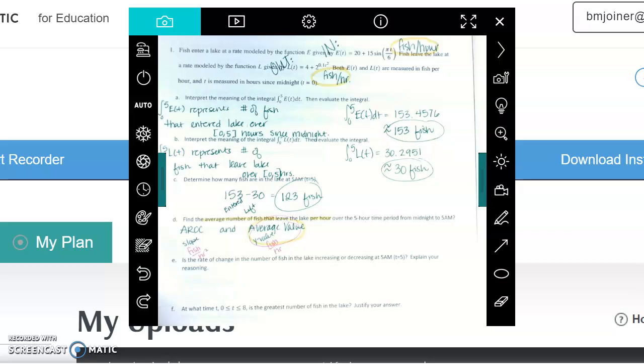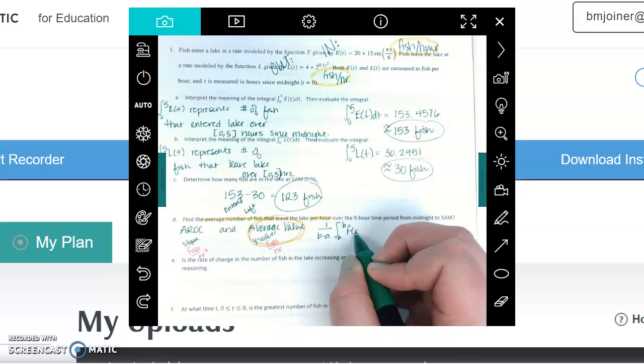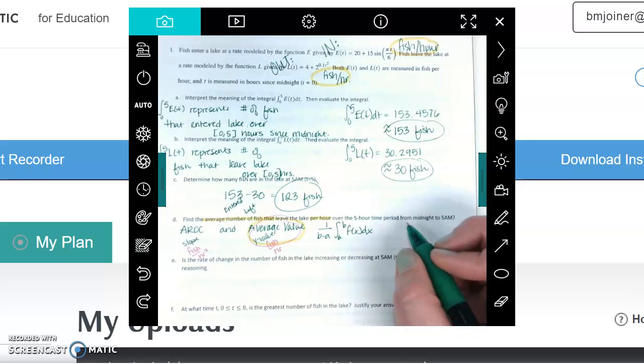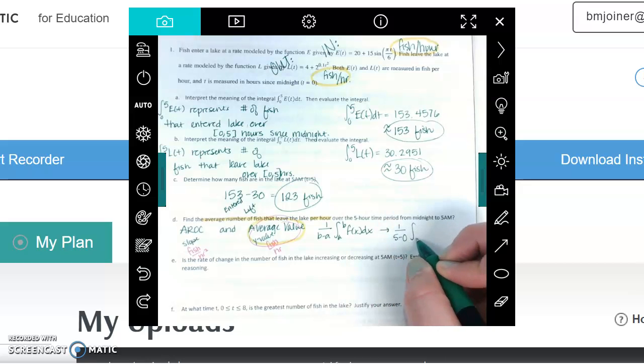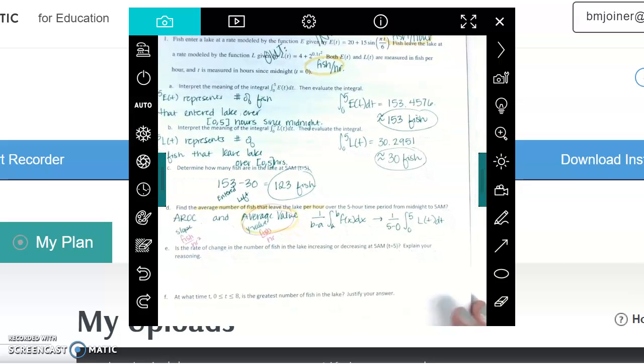And then do you remember the average value formula? It's 1 over b minus a integral a to b f of x dx. Now keep in mind I need to use my numbers in my problem, but that's the general formula. So I would want 1 over 5 minus 0, integral 0 to 5. And then am I using E of t, the enter function, or L of t, the leave function? I want the average number of fish that leave per hour. So that would be L of t. Now, real quick, we already found this. How many fish left in the 5 hours? We found it in part B.